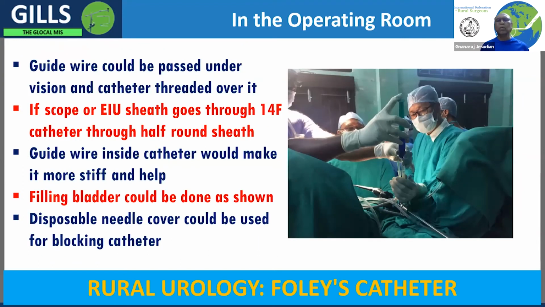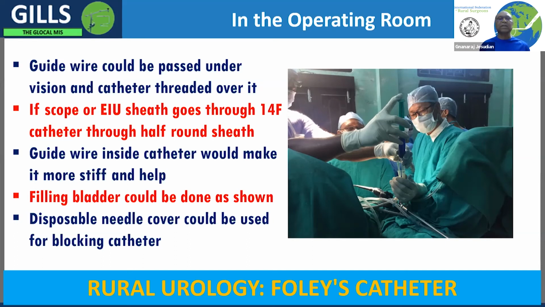What are the special circumstances you might encounter in the operating room? Sometimes it is difficult to pass the catheter, especially if you have done a procedure and there is some bleeding or a stricture. Then you can pass a guidewire under vision and thread the catheter over the guidewire.